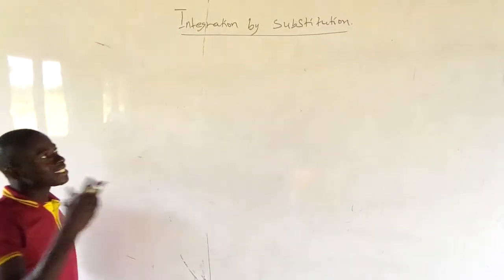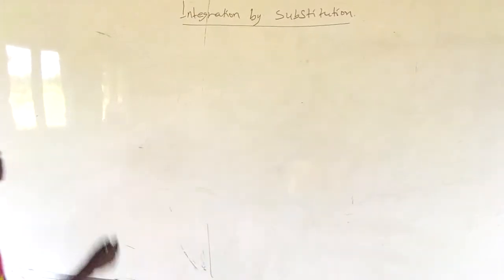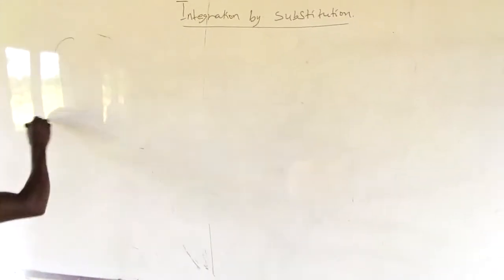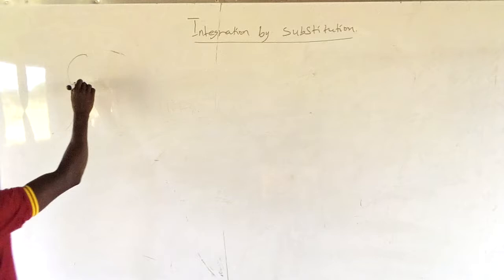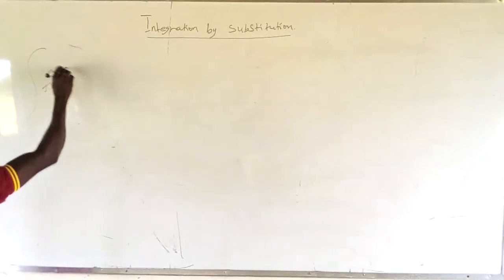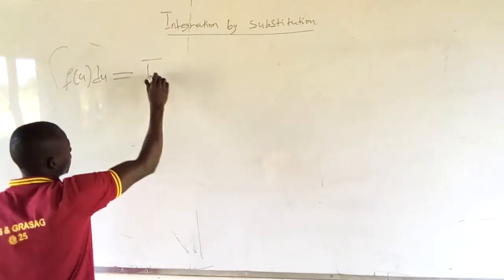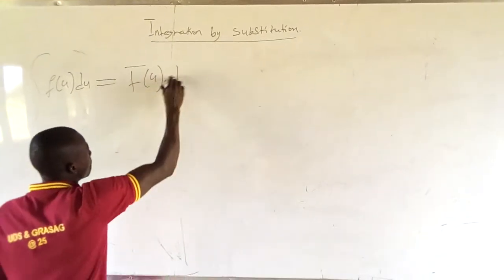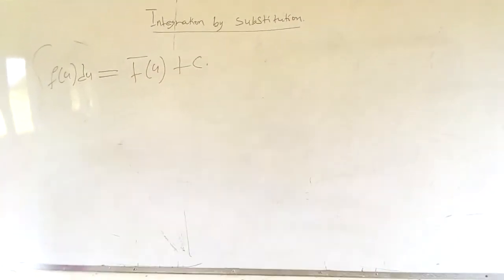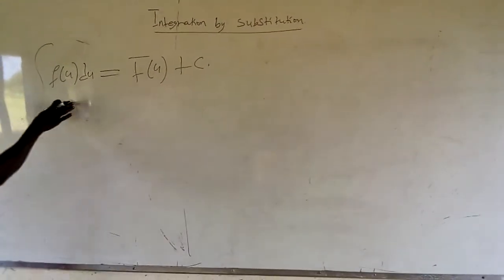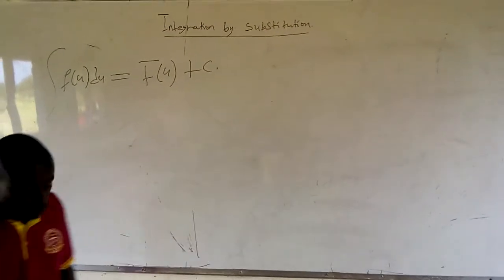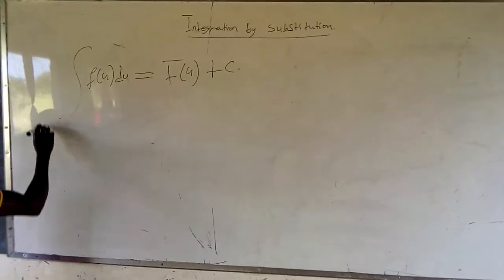Alright, the integration by substitution formula is given by integral f of u du equals capital F of u plus c, where c is the constant of integration, and of course this is an indefinite integral, we know that. Now, proof.